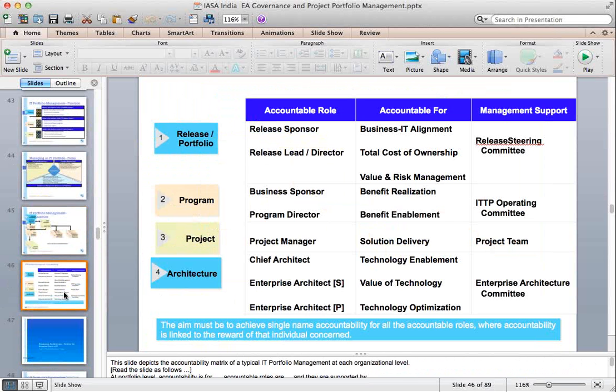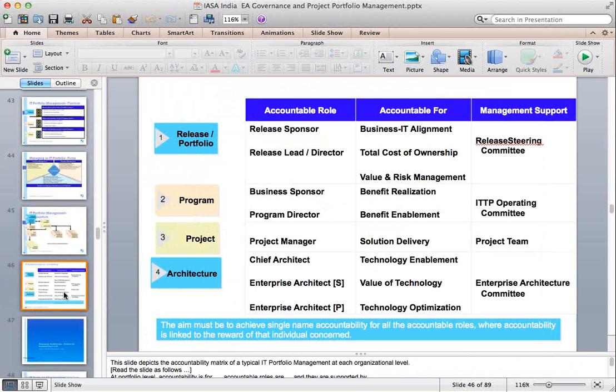If you go further into who will be the accountable role for the portfolios, the release portfolio is accountable for the sponsor, the lead directors. The role with which the release portfolio managers work is in terms of sponsoring, leading and directing, and they are accountable for business and IT alignment. They are also accountable for TCO, value and risk management. The management support comes through a release steering team that we have seen in the earlier slide.